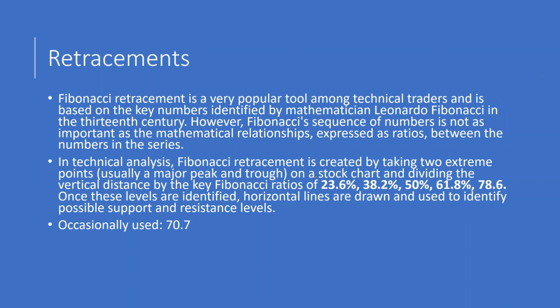Now, in technical analysis, Fibonacci retracement is created by taking 2 extreme points, usually a major peak or trough. As I told you, we will take swing highs and lows on the stock chart and divide the vertical distance by the key Fibonacci ratios. Now these are the key Fibonacci ratios that we are using.